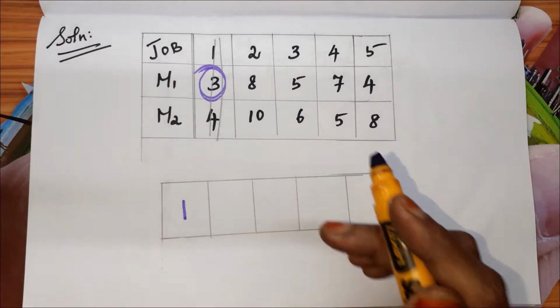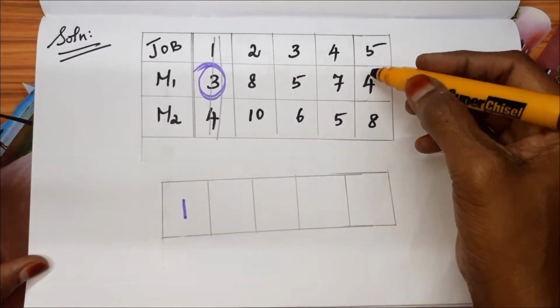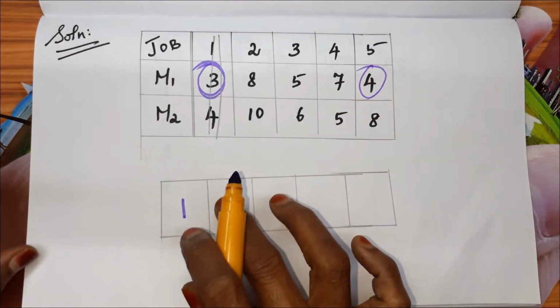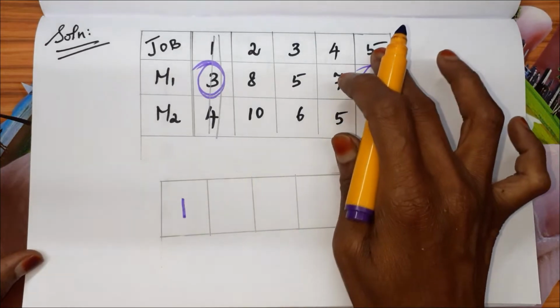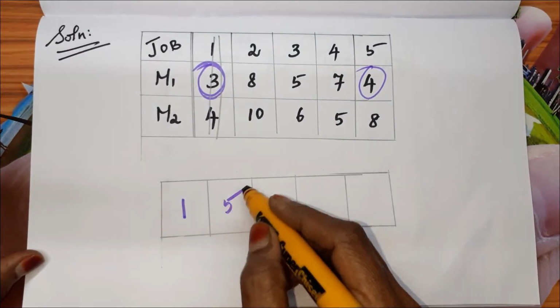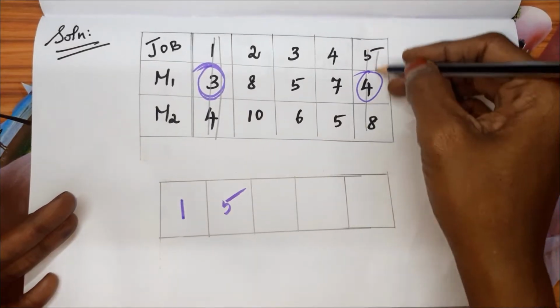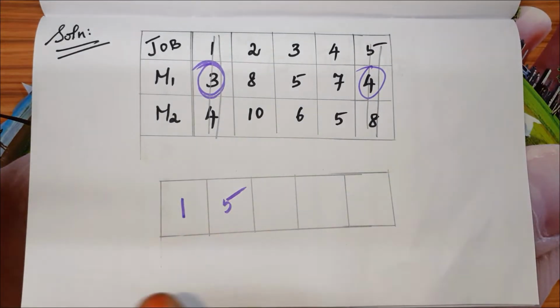Okay, so this one we have already completed. Now come to the next least value. 4 is the least value. It belongs to M1, so we have to start from the left side. It belongs to job 5. So strike that job.